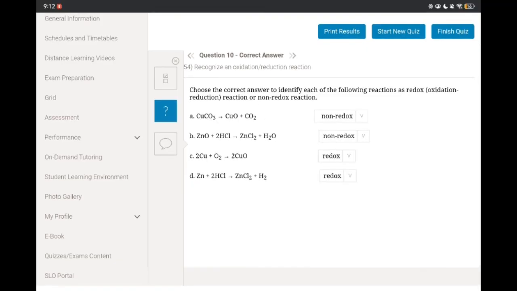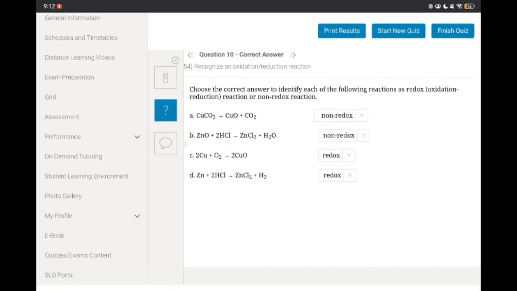CuCO3 gives you CuO plus CO2. This isn't a redox reaction. It might look like one, but it's not. It's just a carbonate splitting up. That's it. Non-redox. It's a salt, a salt preparation based on an acid.